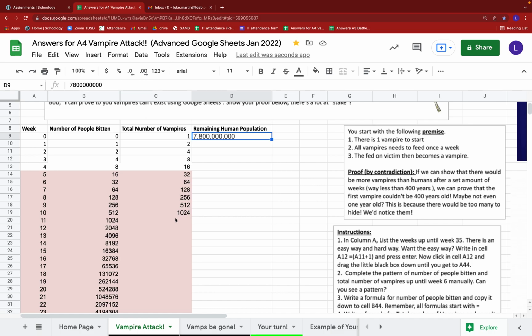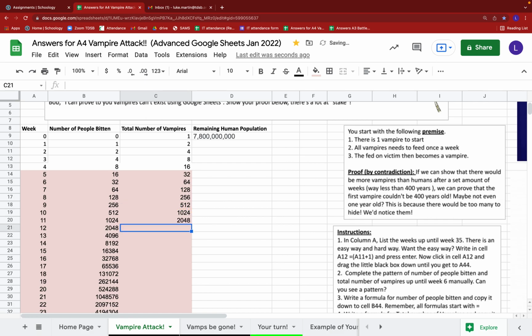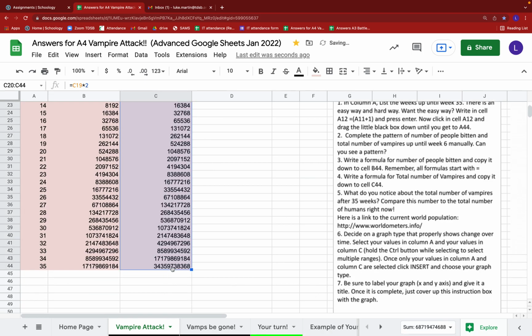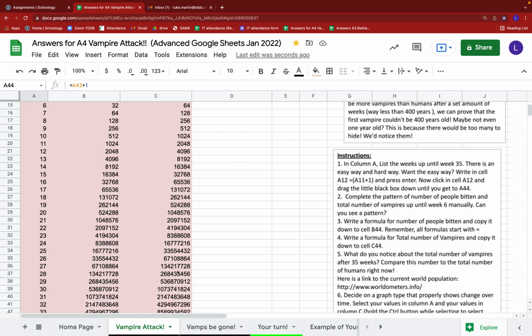So we're going to go finish the proof anyways, though. So here we're going to say equal sign. The pattern in column C is the same. So take the thing before it and multiply it by 2. It is doubling. And there you go. If we pull this all the way down, you will see that if food supply wasn't a problem for vampires, there would be 34 billion vampires after 35 weeks. This is what you call exponential growth, when numbers start pretty small and then they take off.